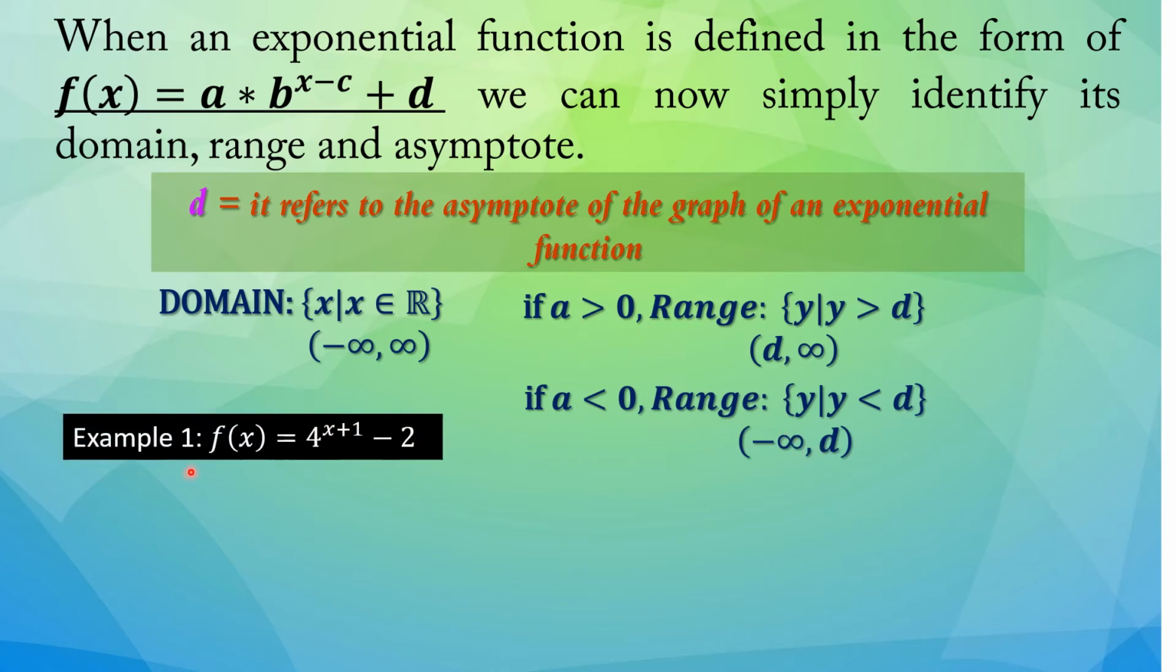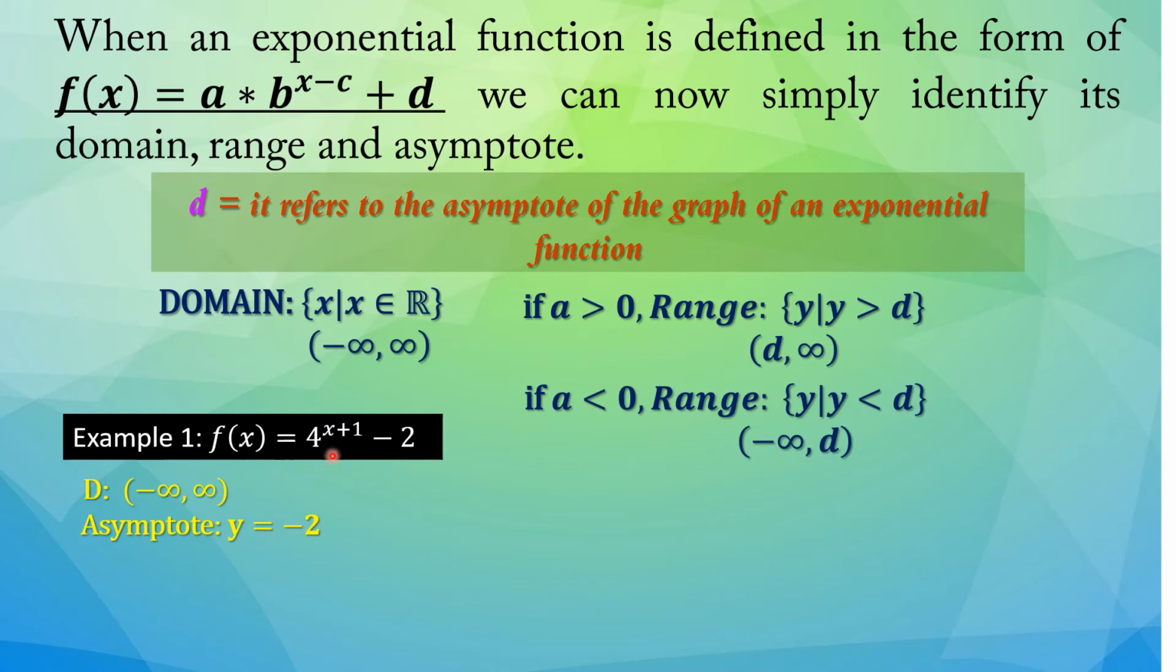Example number 1, f of x equals 4 raised to x plus 1 minus 2. Let's proceed to the domain. Of course, the domain is the set of all real numbers. I just write here the interval notation from negative infinity to positive infinity. Then, let's proceed with the asymptote. After 4 raised to x plus 1, it has a minus 2. So we will take the sign, negative. So the asymptote is located at y equals negative 2. This is our asymptote.